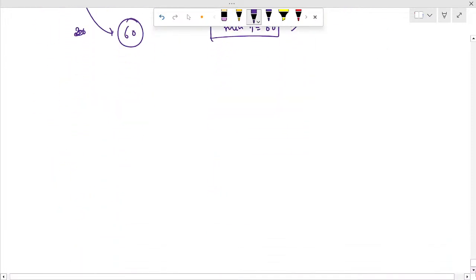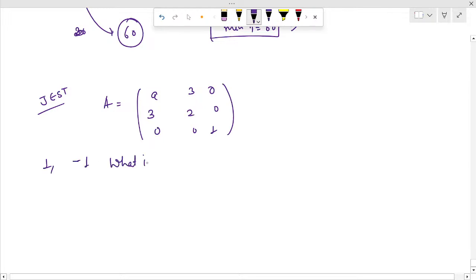Another question I can give you. Another question that was asked in JEST is about this. They have given that A is equal to the matrix with rows 3, 2, 0, and 3, 2, 0, and 0, 0, 1, and they said that two eigenvalues are already given. What is the third eigenvalue?